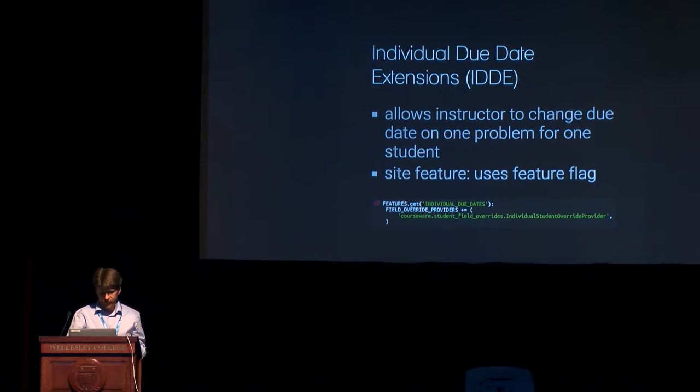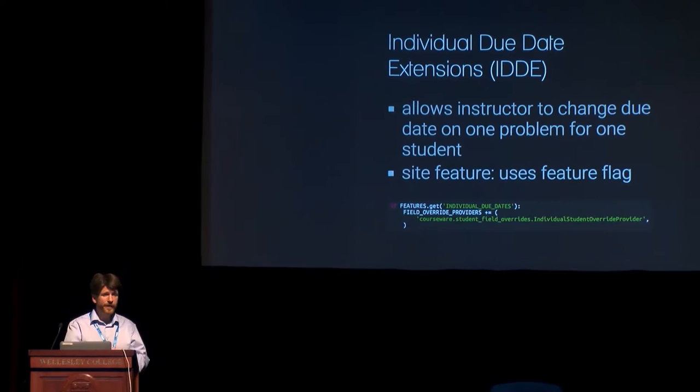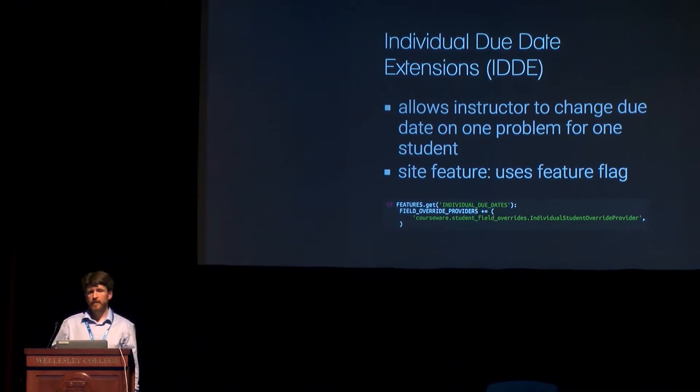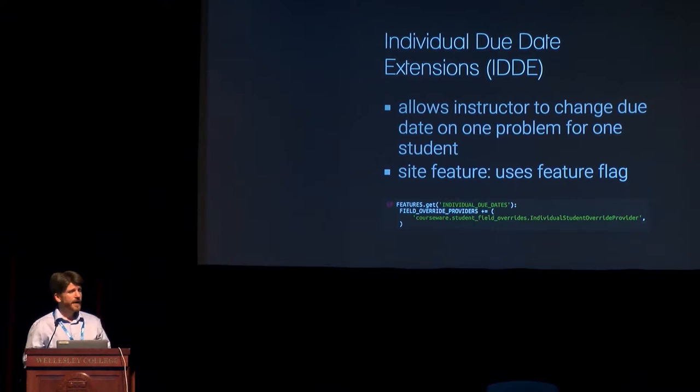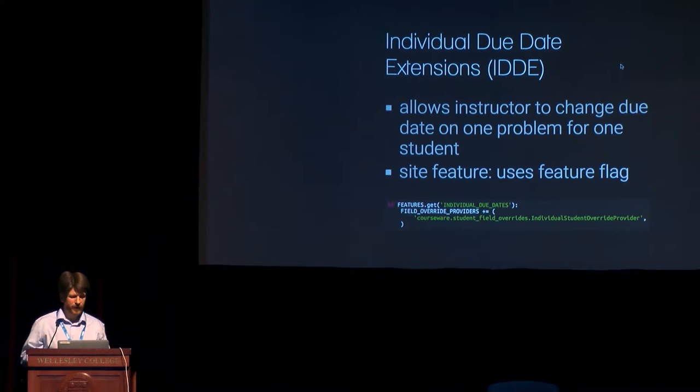So IDDE stands for Individual Due Date Extensions. When you run a MOOC on a college campus, you realize pretty quickly that you need to be able to grant extensions to students. It's actually a pretty simple feature. It just allows an instructor in the course to change the due date for a single problem for a single student without changing it for everybody else. This is a feature in Open edX now. I'm not sure it's actually documented anywhere, which is one of the reasons I'm talking about it today. When you turn on the feature flag, it's available throughout your installation, not available on edX.org for perhaps obvious reasons.